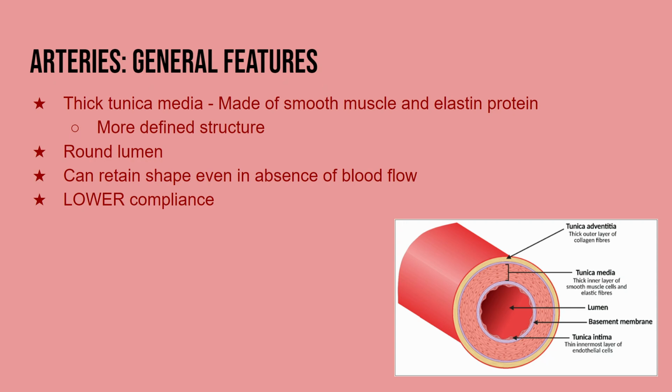The fact that it has a lot of smooth muscle in the wall makes it easy for the body to regulate the thickness, the lumen, so the radius of the vessel. Since there's smooth muscle, the body can then either constrict or dilate the arteries to regulate blood pressure overall in the body.